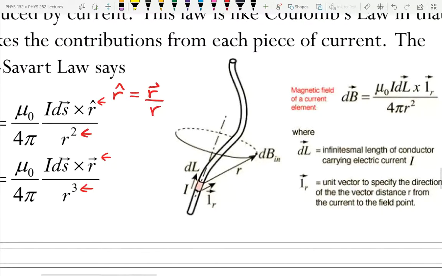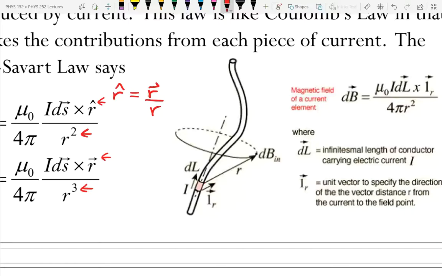what r is. R is the vector that goes from the piece of wire to the location where we're finding the magnetic field. So R is not going from our point to the wire, it's going from the wire to the point. Was it the same thing we had with Coulomb's law? I have to go back and think about that. But R hat, or R, is the vector pointing from the wire to the place where we're finding the magnetic field.